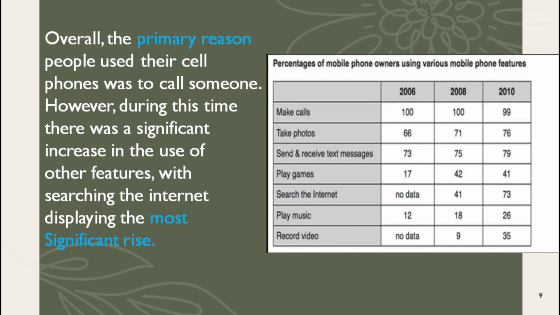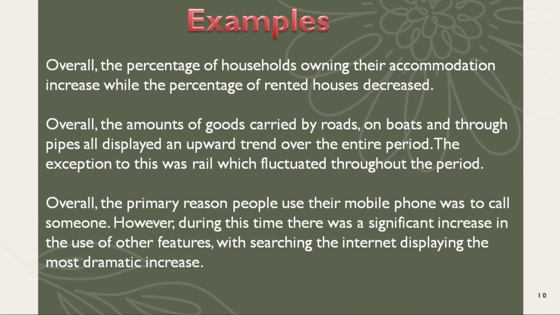So, the overview will be overall, the primary reason people use their cell phones was to call someone. However, during this time, there was a significant increase in the use of other features, with searching the internet displaying the most significant rise. So, here are a few examples of the overview. Number 1. Overall, the percentage of households owning their accommodation increased while the percentage of rented houses decreased. Number 2. Overall, the amounts of goods carried by roads, on boats, and through pipes all displayed an upward trend over the entire period. The exception to this was rail, which fluctuated throughout the period.